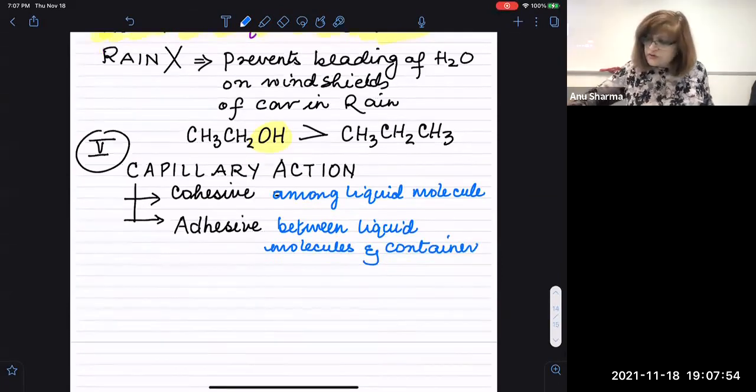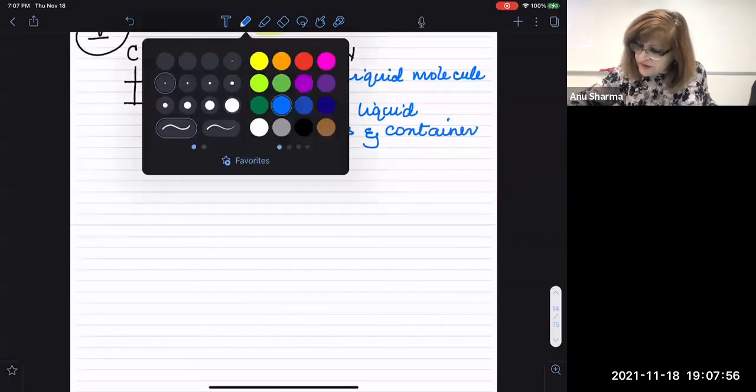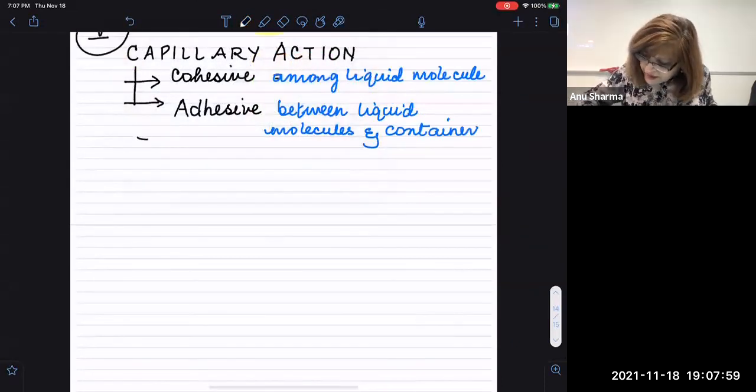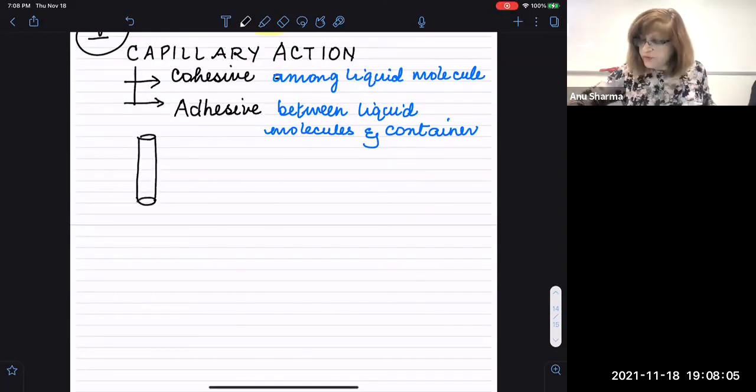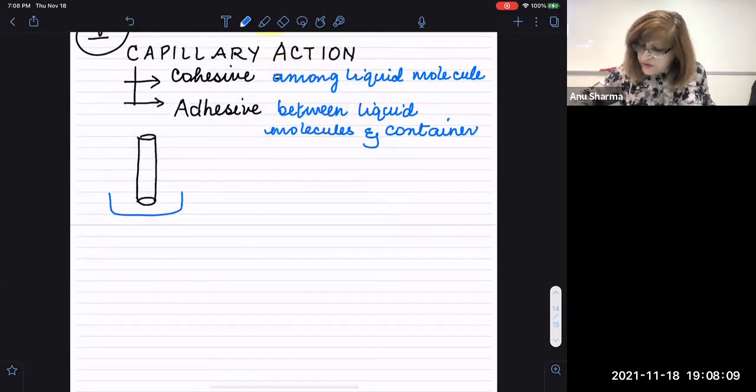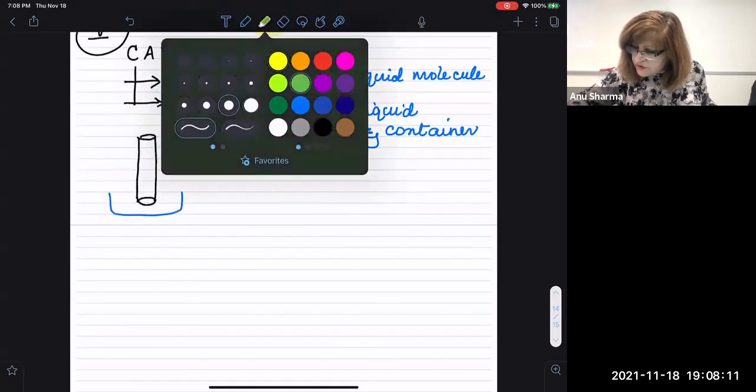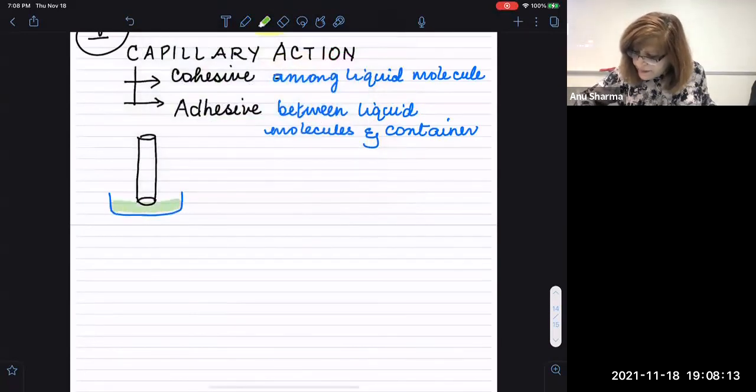Okay, so what does it look like? So here's the thing. If you have this glass tube, open at both the ends, and you put it in a container, and you have a liquid here, the liquid is going to move up the capillary tube, and at a certain level, it stops, and it stays there.